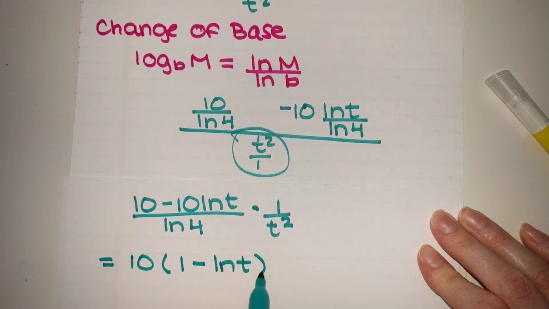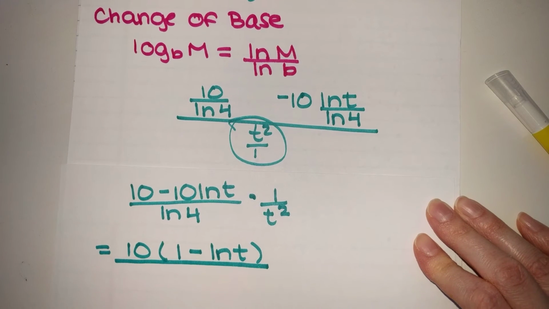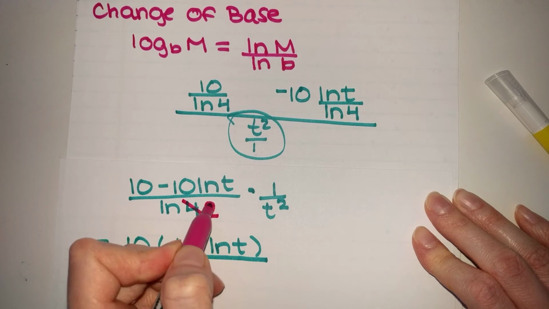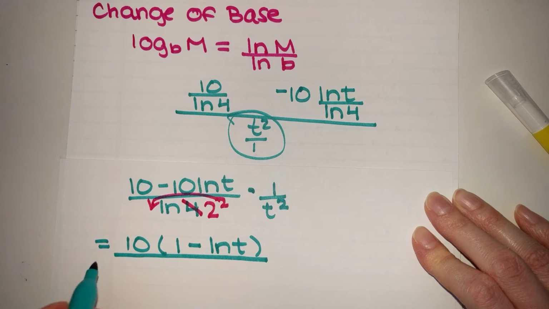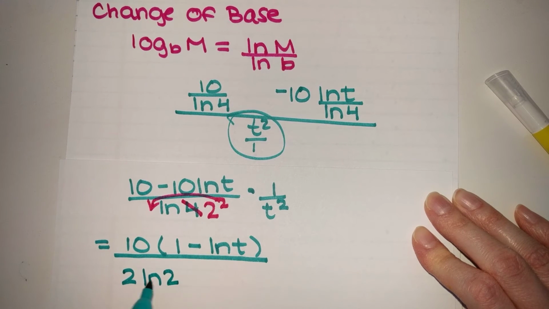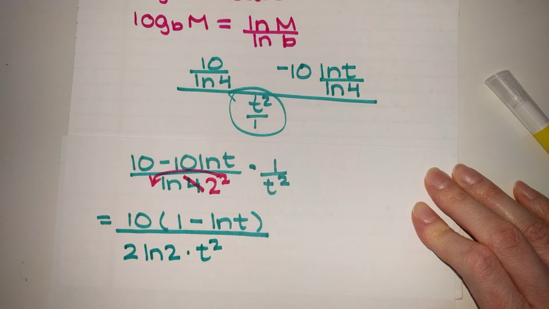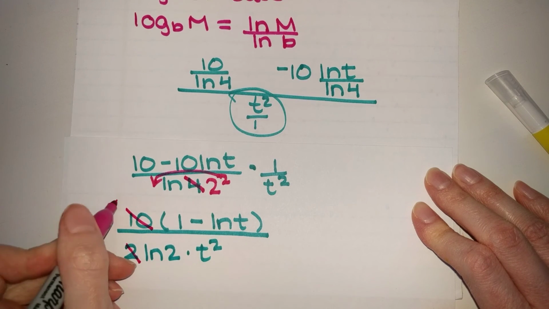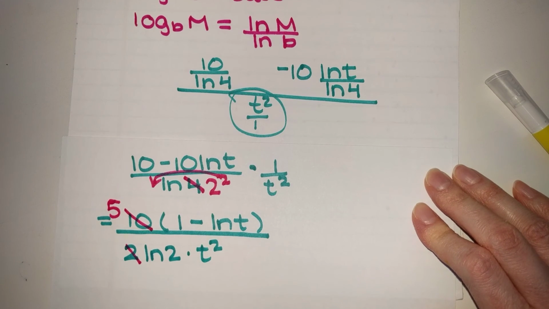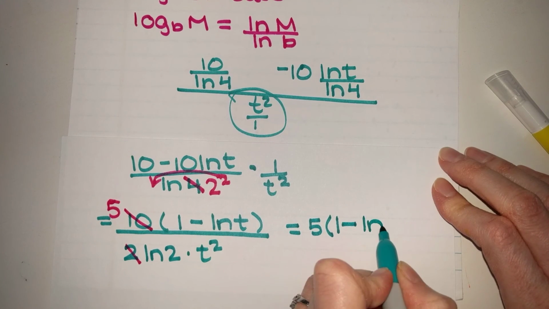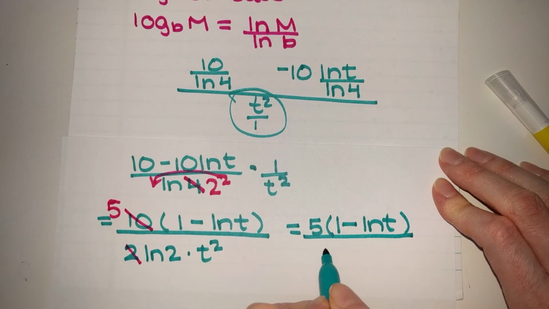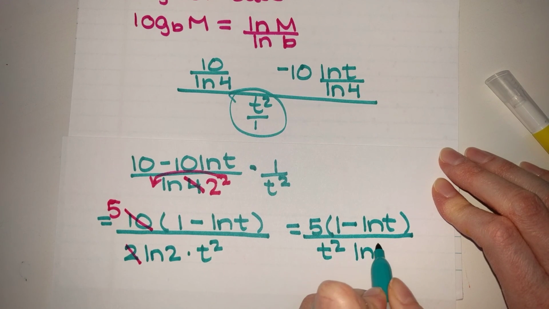Now, if you look at further simplifying this, 10 is obviously a common factor, or a GCF, 1 minus the natural log of t over, and then here is the other simplification we can make. This 4 is 2 squared. So if we rewrite that, then we can bring the 2 down in front. So we have 2 natural log of 2 times t squared. And what that buys for us is now we can say this 10 divided by 2 will just give us 5. So our final simplification will look like 5 times 1 minus the natural log of t, all over t squared times the natural log of 2.